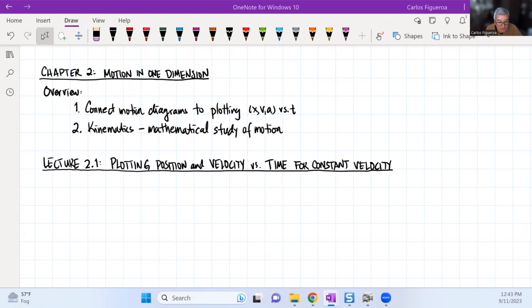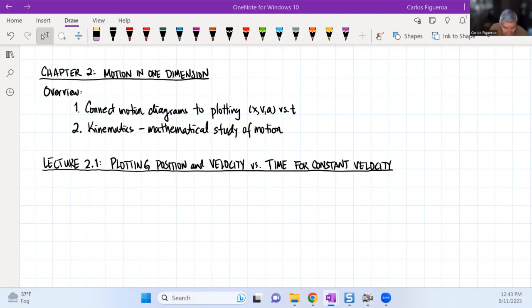And then the second part of this chapter is that we're going to look at kinematics, which is the mathematical study of motion. That means we now start setting up pictures with motion diagrams and graphs, and then we mathematically solve them using kinematics. So our lecture 2.1 is going to be plotting position and velocity versus time for constant velocity. Then we're going to add changing velocity as well. Okay, so let's get started.